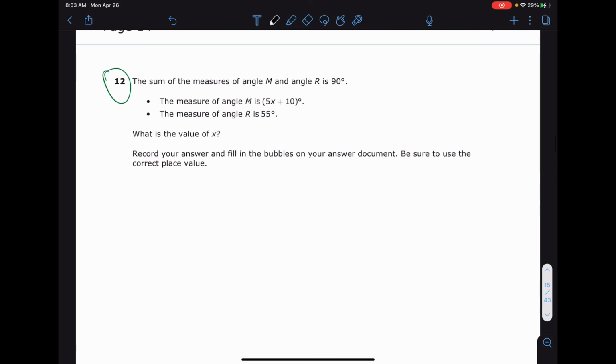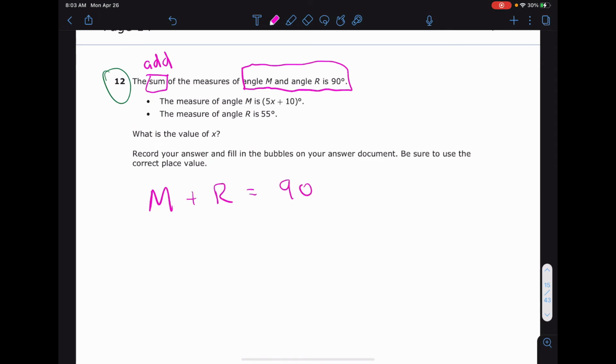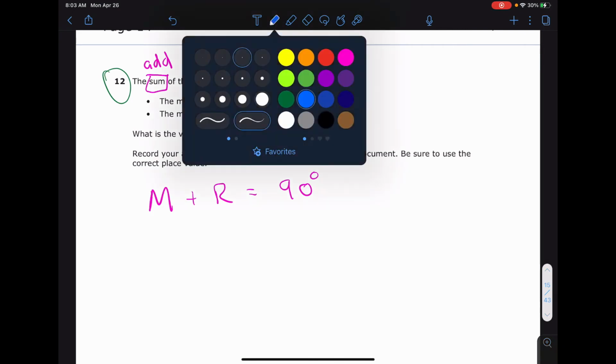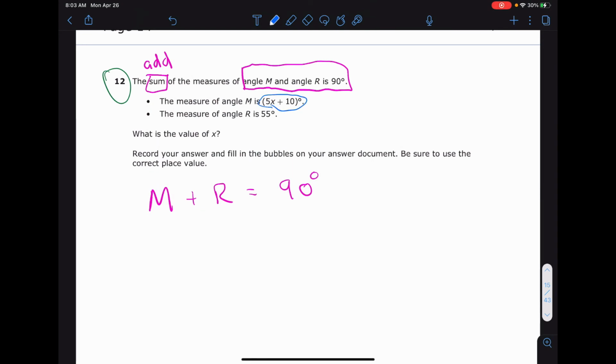Number 12 says, the sum. What is sum? Sum means to add. Esa suma, está en el nombre, sum, suma, of angle M and R is 90. So what this means is M plus R equals 90 degrees. And here, aquí te dice, M is 5x plus 10 and R is 55. 5x plus 10 and then R is 55 equals 90.